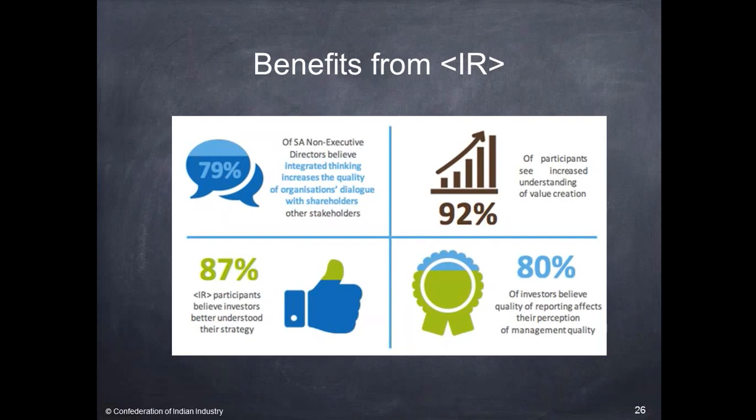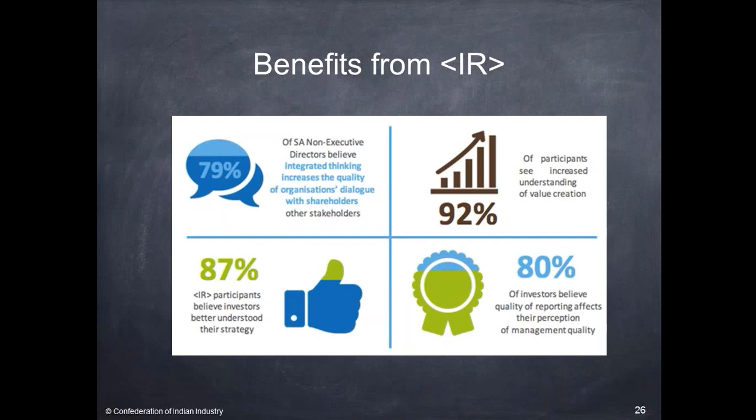A lot of the participants in companies believe that investors now understand this much better than what they did before. And this is another very interesting finding: 80% of investors believe that the quality of reporting shows the quality of management of a company. So clearly, if your reporting is not good, it reflects poorly on how a company is run and what's happening behind the scenes. And this goes to the process where the internal thinking and the process is manifested in the report and the link back and forth.